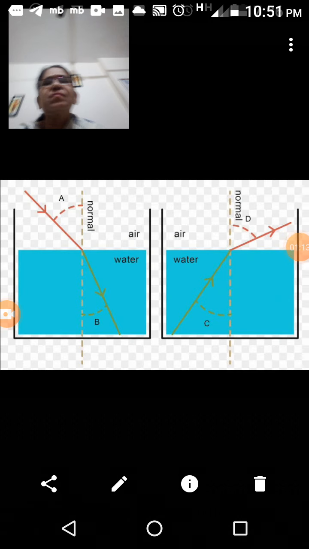We also saw that when a light ray travels from a rarer medium to a denser medium, the light ray bends towards the normal. And when a light ray travels from a denser medium to a rarer medium, the light ray bends away from the normal.